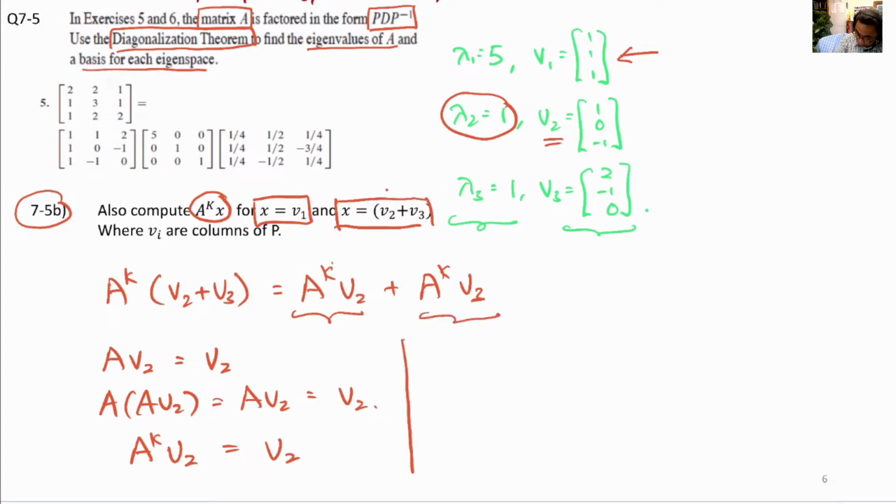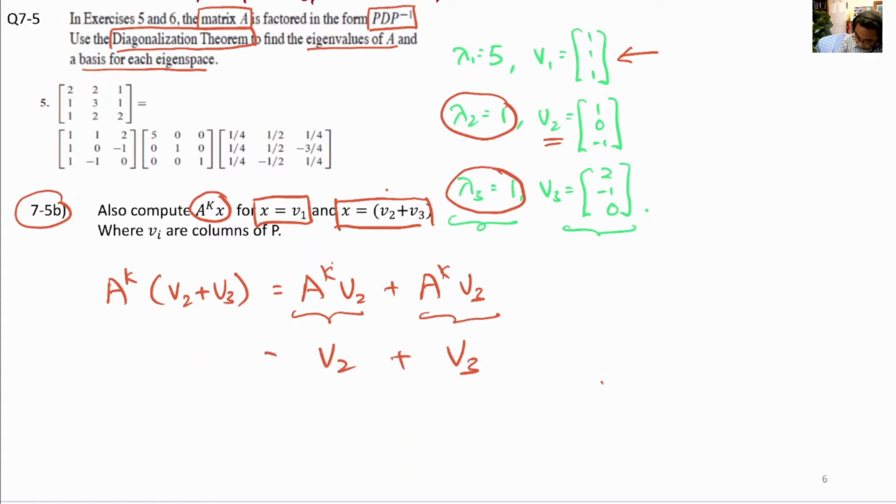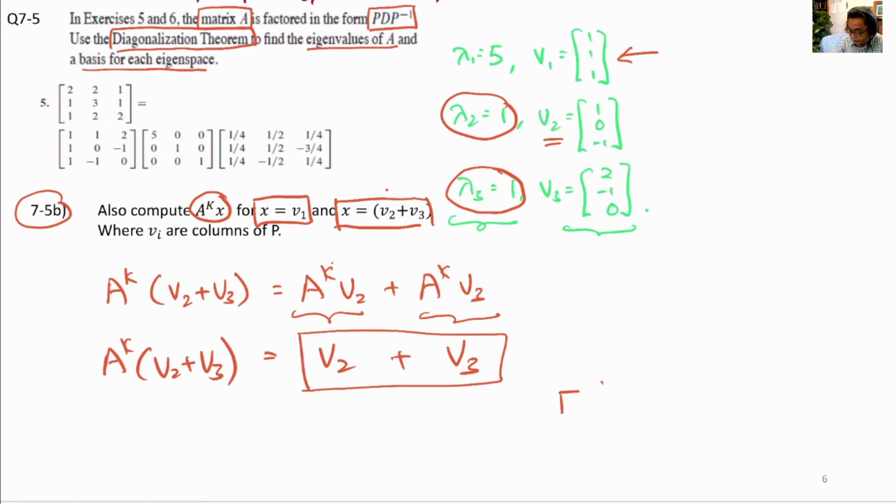Similarly, this can be solved in the same manner. We realize that A^k V3, because lambda 3 is also 1, is equal to V3. So the answer: A^k, whatever k is, applied to V2 plus V3 is equal to the same V2 plus V3. So this concludes 7-5A and 5B. Thank you.